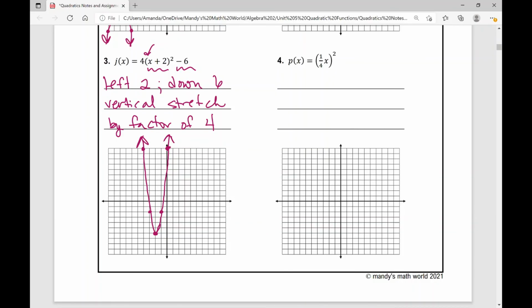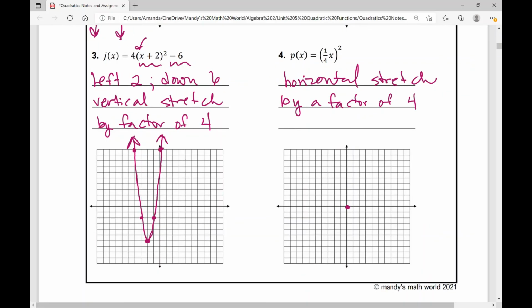Okay, moving on, and I think this is our last one. P of x equals 1/4 x squared. So the only thing I've got going on here is that it's a horizontal stretch, right? How do we call it if we really want to get technical? If you don't know what it is, just call it a dilation, right? It's a horizontal stretch by a factor of, well, 1 over a would be 1 divided by 1/4, which would be 4. Okay, so I'm not moving left or right. My vertex stays at 0, 0.